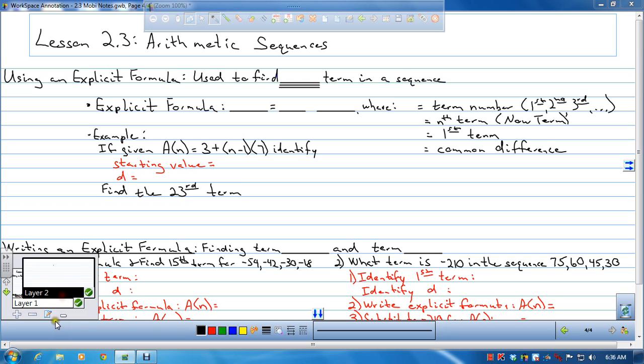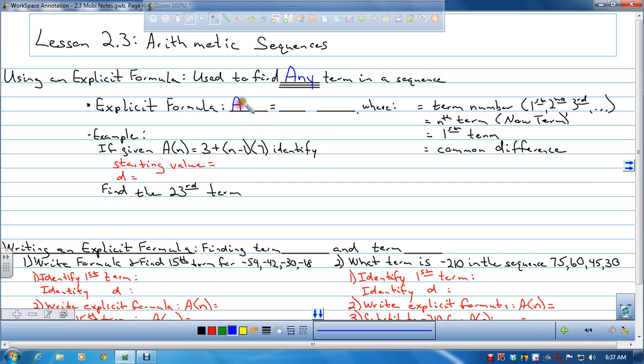Alright, now we're good. So that explicit formula is used to find any term in a sequence. While the recursive formula only allowed us to find the next value, this explicit formula is going to allow us to plug in some value for n. For instance, if I want to find the 8th term, I can get a formula and plug in 8, and I can find what that 8th term will be. Okay? And this explicit formula goes like this.